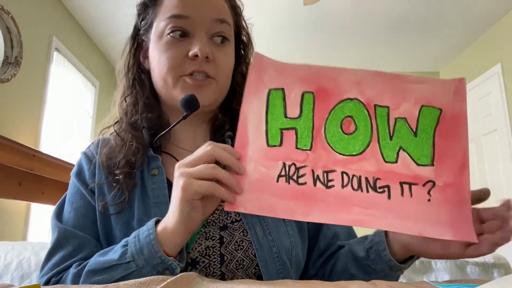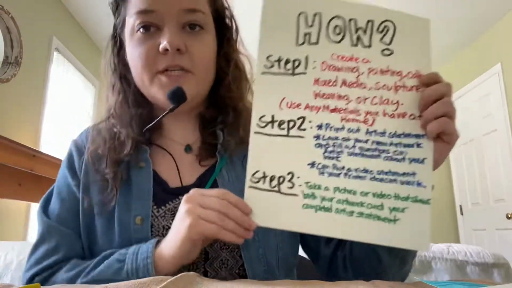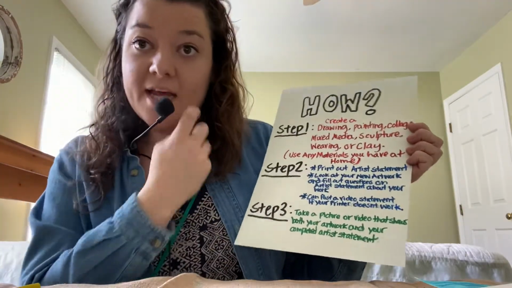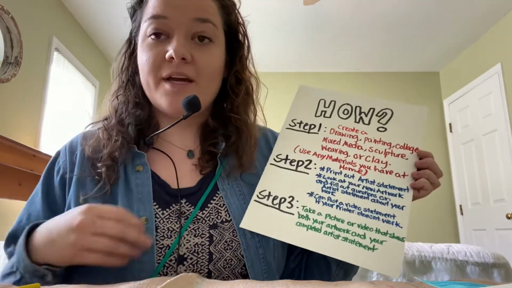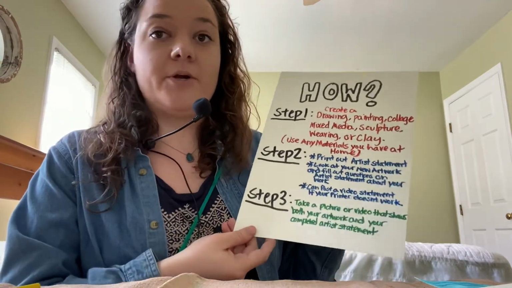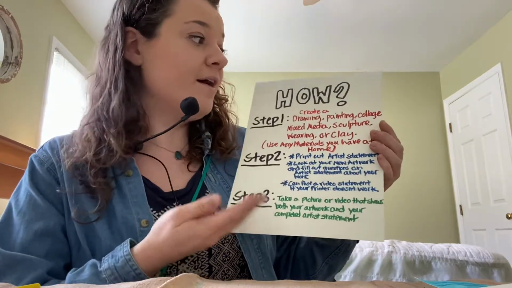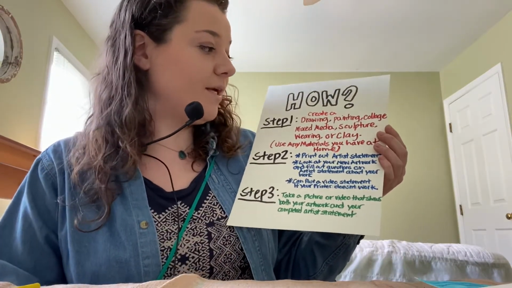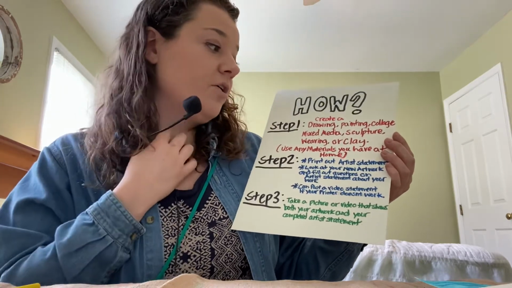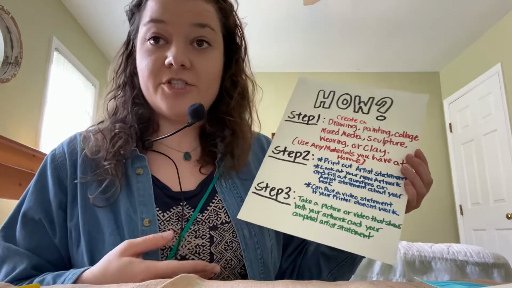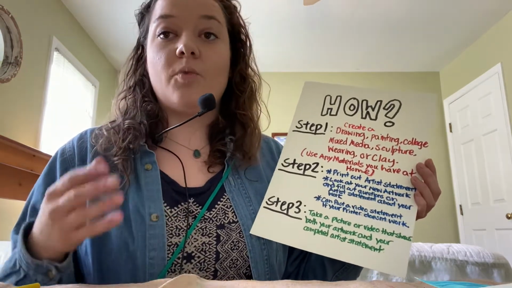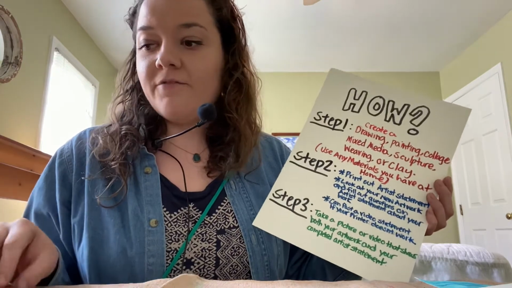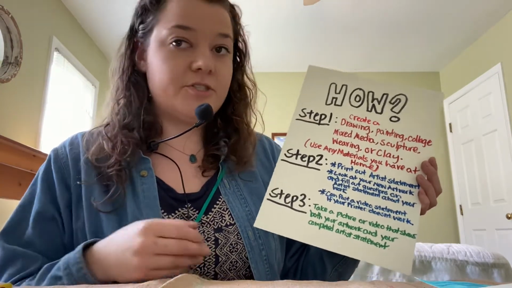So how are we doing it? Now we're moving into the directions. First step you need to do is create a new wow work. I want you to spend at least 20 minutes working on something new using materials from your house. Options could be a drawing, a painting, a collage, a mixed media, a sculpture, a weaving, or something made out of clay. You're just using any materials that you have in your home to create something new that is a wow work. And we know what a wow work is from our time with me in the art studio.